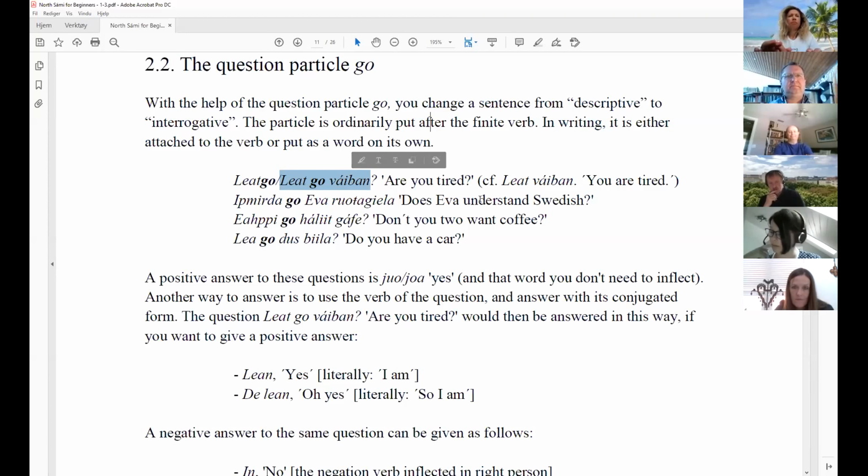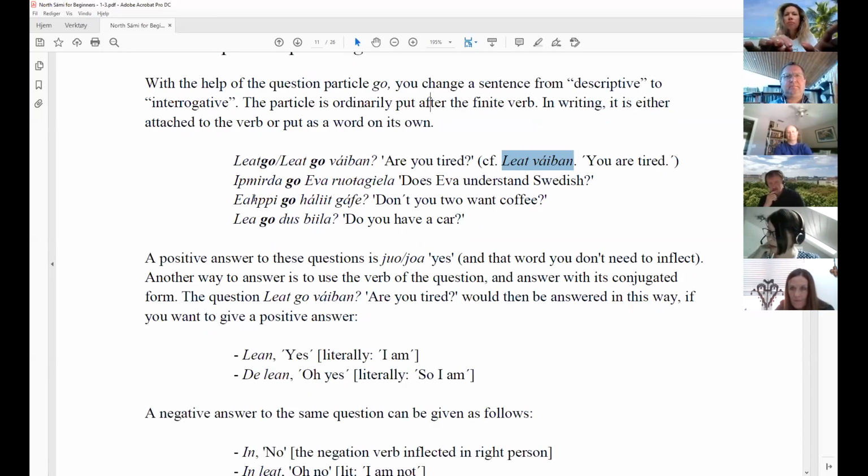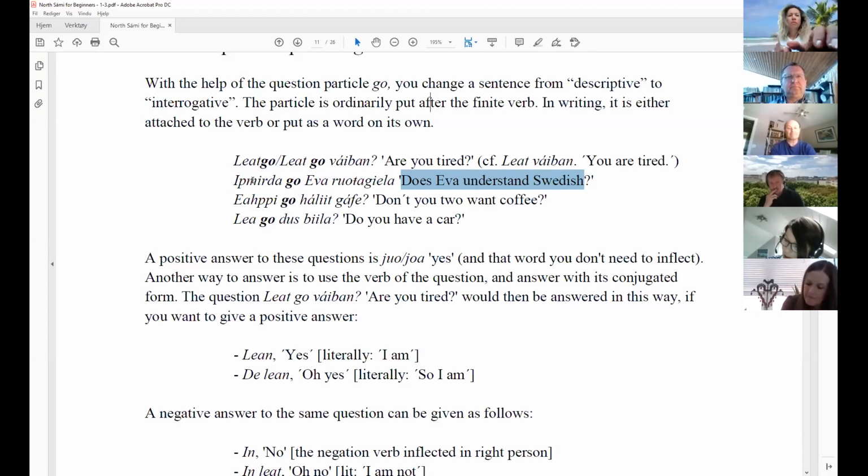Lähkovaiban, are you tired? Compare with lähtvaiban, you are tired. Ipmirdako Eva ruotakiela. Does Eva understand Swedish? And if you want to say Eva understands Swedish, you say Eva ipmirda ruotakiela. You need to put the subject before the verb, at least in standard.